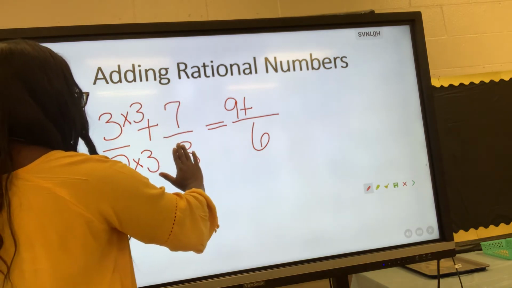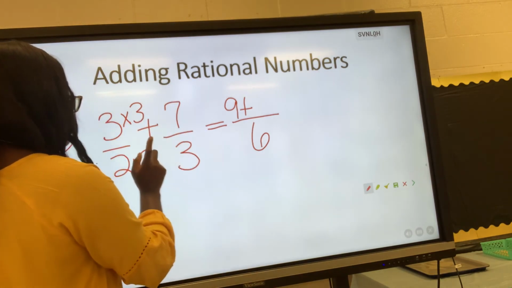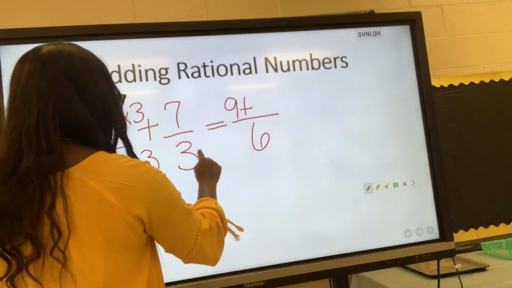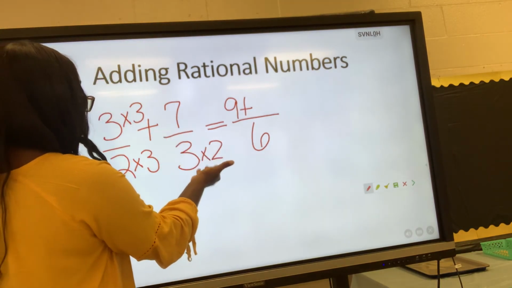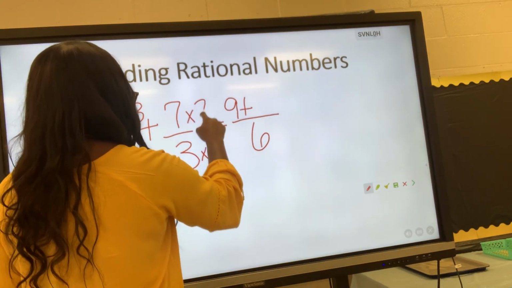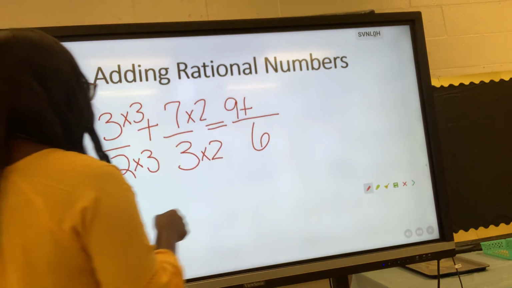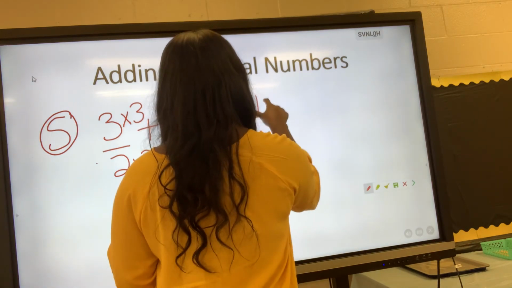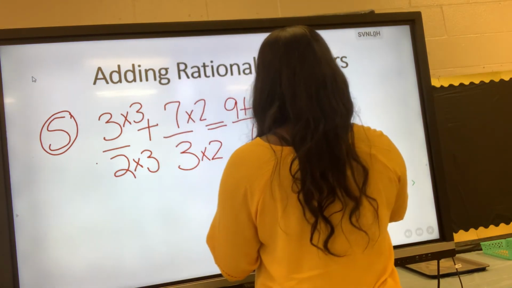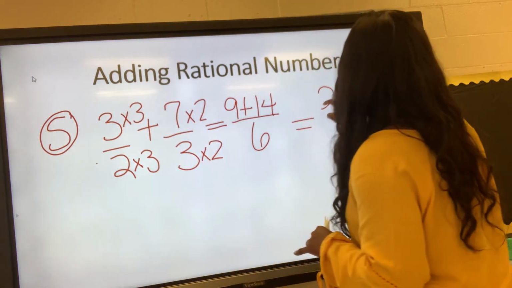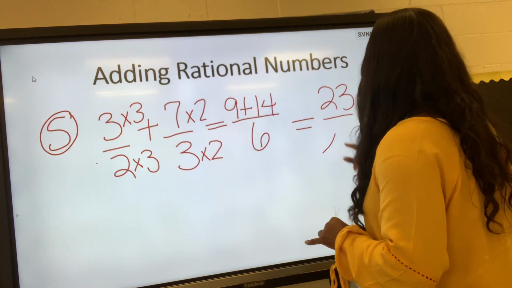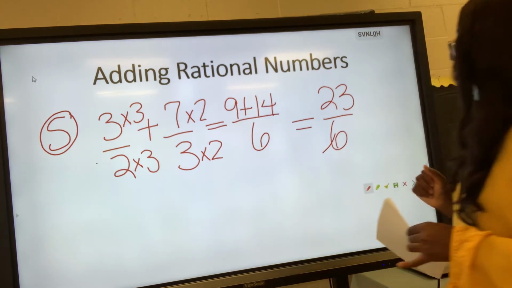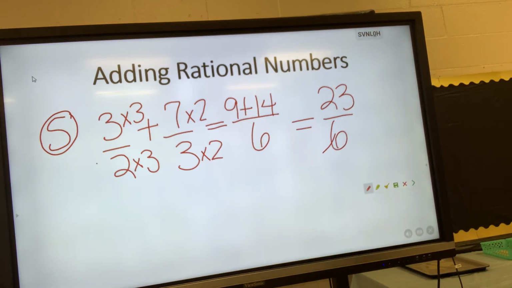Now we're going to move on over here. What can I multiply 3 by to get 6? I can multiply by 2. Whatever you multiply the bottom by, you want to multiply the top by. So 7 times 2 is going to give us 14. And we know that 9 plus 14 is 23. Then we just bring over our denominator, which is 6. And so that's how you work that problem.